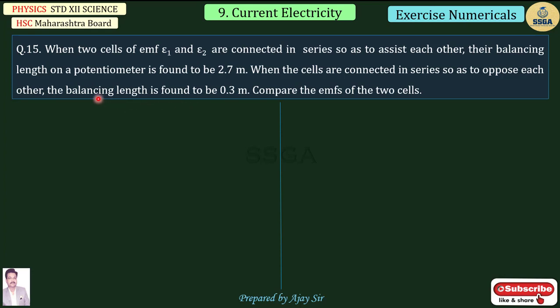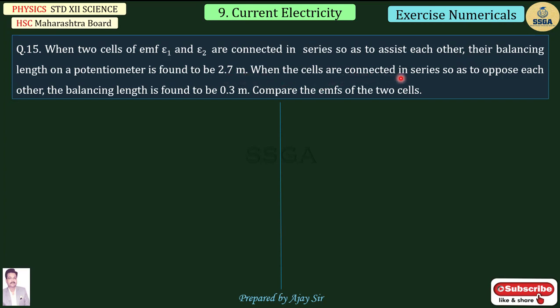So in potentiometer apparatus, two cells of EMF E1 and E2 are connected. First they are connected in series, means they assist each other, means the negative terminal of one cell is connected to the positive terminal of the other. So this combination is called assist. In this combination, the balancing length is 2.7 meter.